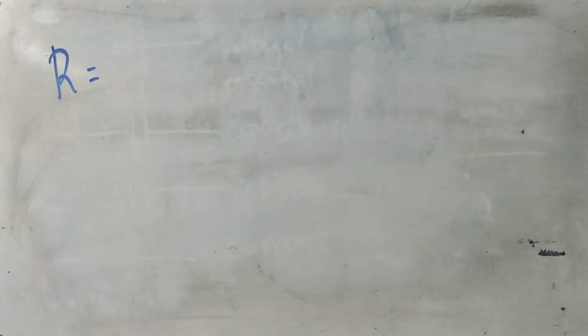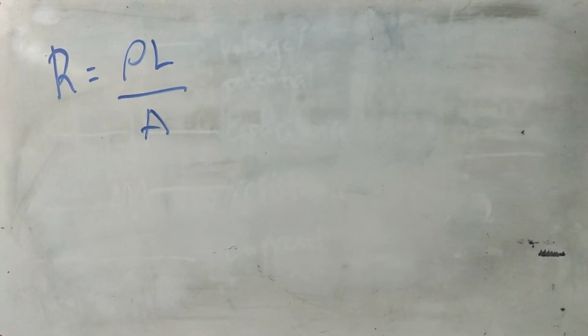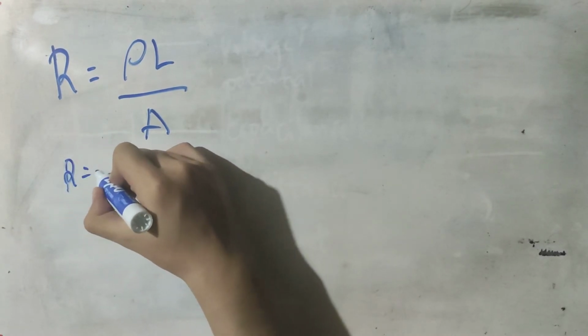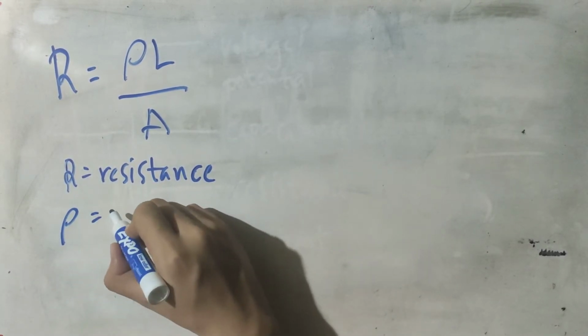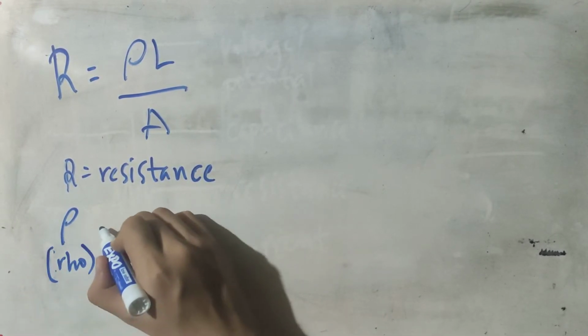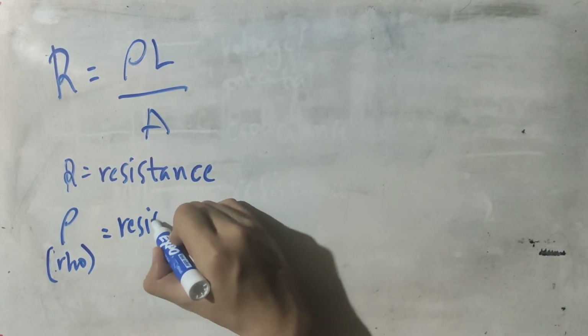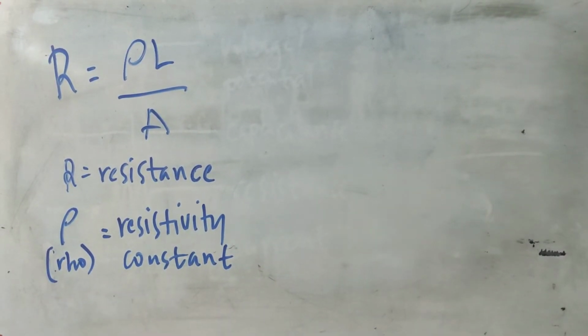So we have the formula for the resistance. Resistance R is equal to rho L over A. R is the value of the resistance, rho is the resistivity constant. This is the Greek letter rho, that's the letter R in Greek, so this is the resistivity. That will be provided to you.